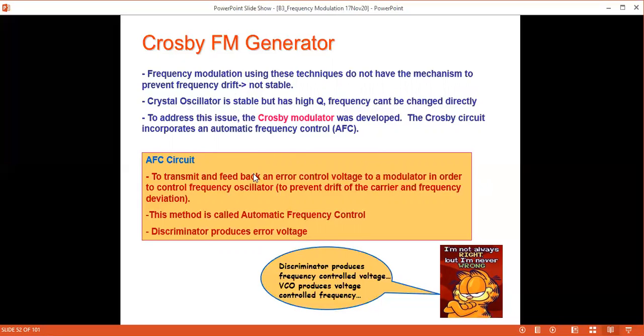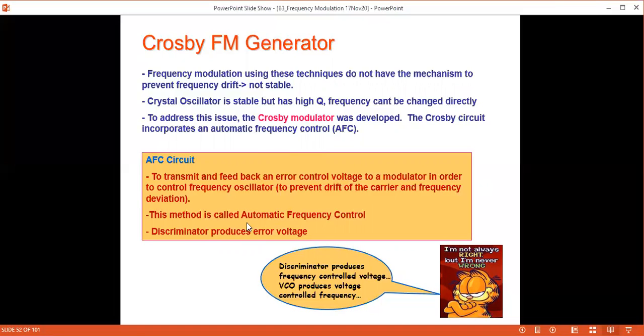The idea is to give a feedback in terms of error control voltage to the modulator. It uses a crystal oscillator to produce a highly stable frequency. But we cannot change the frequency of these crystal oscillators directly. So it is used as a reference to our AFC circuit.